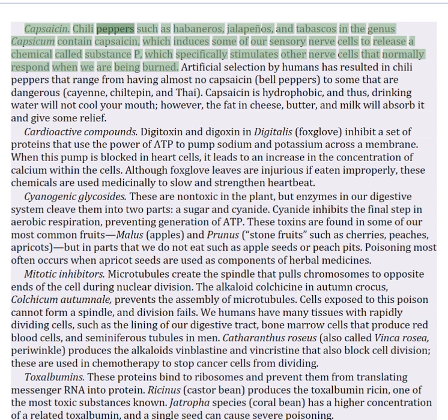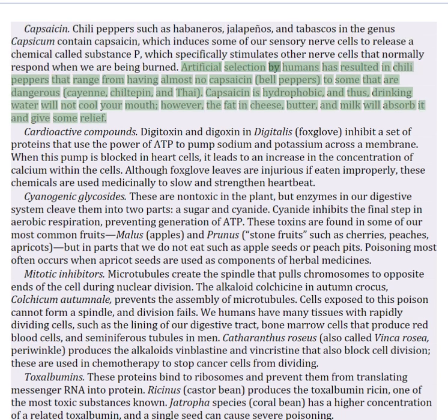Capsaicin. Chili peppers such as habaneros, jalapenos, and tabascos in the genus Capsicum contain capsaicin, which induces some of our sensory nerve cells to release a chemical called substance P, which specifically stimulates other nerve cells that normally respond when we are being burned. Artificial selection by humans has resulted in chili peppers that range from having almost no capsaicin to some that are dangerous. Capsaicin is hydrophobic, and thus, drinking water will not cool your mouth. However, the fat in cheese, butter, and milk will absorb it and give some relief.